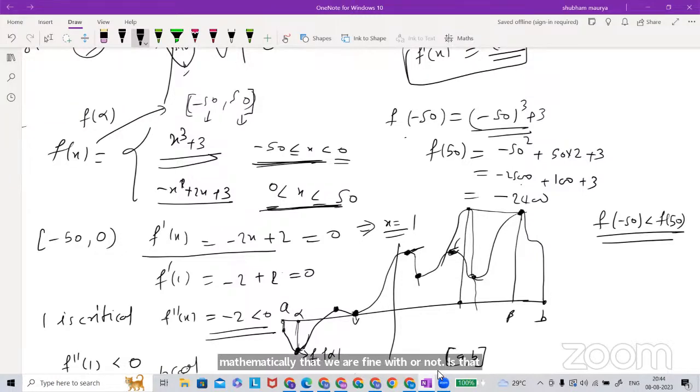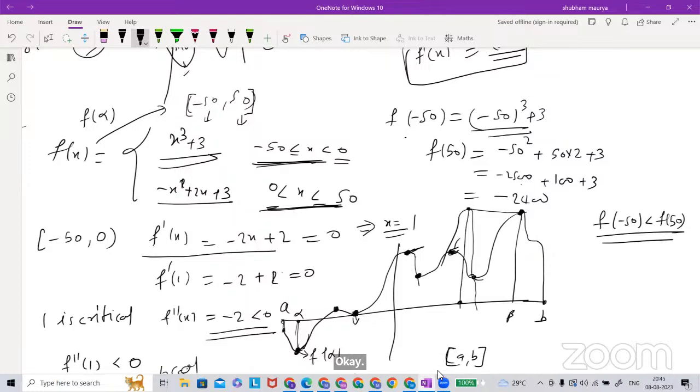So how will we check? How will we check? Can anyone tell how we are sure that minus 50 is going to be the global minima? Here the picture comes for increasing and decreasing functions. You have to be sure with the increasing and decreasing function, then you will be sure, right?